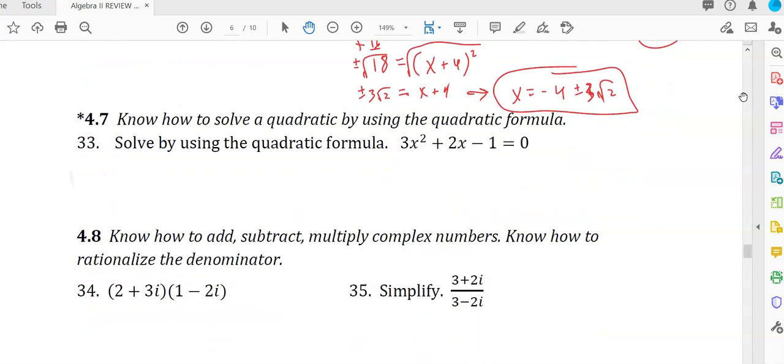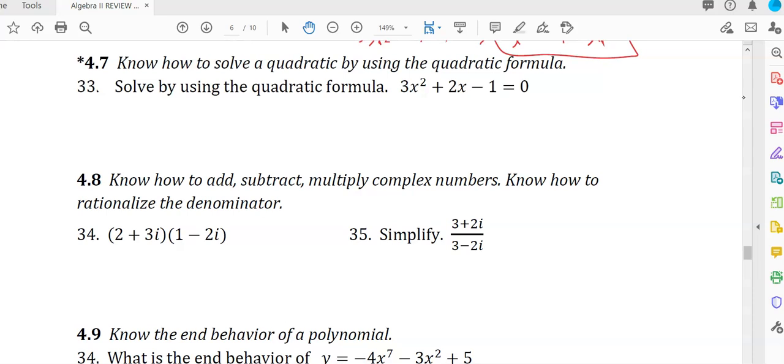So that one had to be one where I just said equals 0 and solve it. Or is it across the x-axis? So know how to solve a quadratic using the quadratic formula. Hopefully you remember the quadratic formula. Write it down if you don't. X equals opposite of b, which is opposite of 2, over 2 times a, which is 3, square root of 4, which is b squared, minus 4ac. So 4 times a, which is 3, times c, which is negative 1.